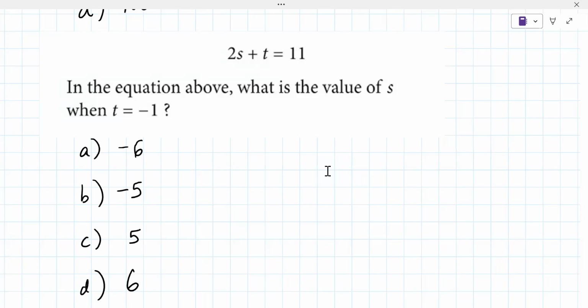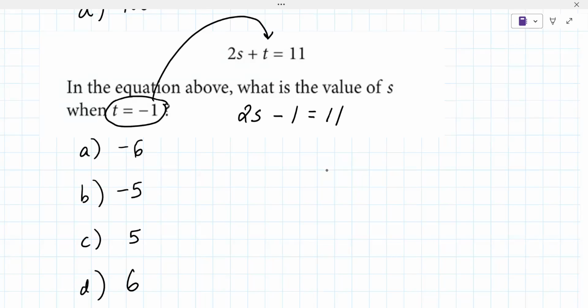Okay, let's try this the correct way. The correct way is to put this value in for t. This becomes 2s minus 1 equals 11. Can you try solving it now?